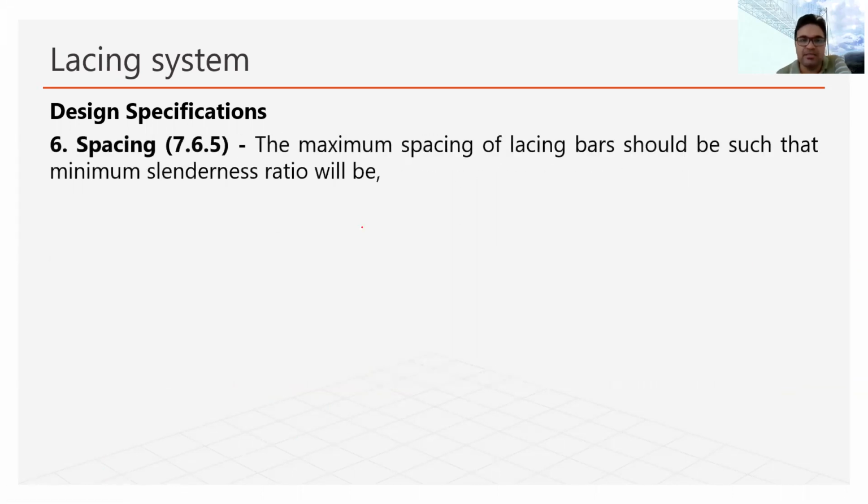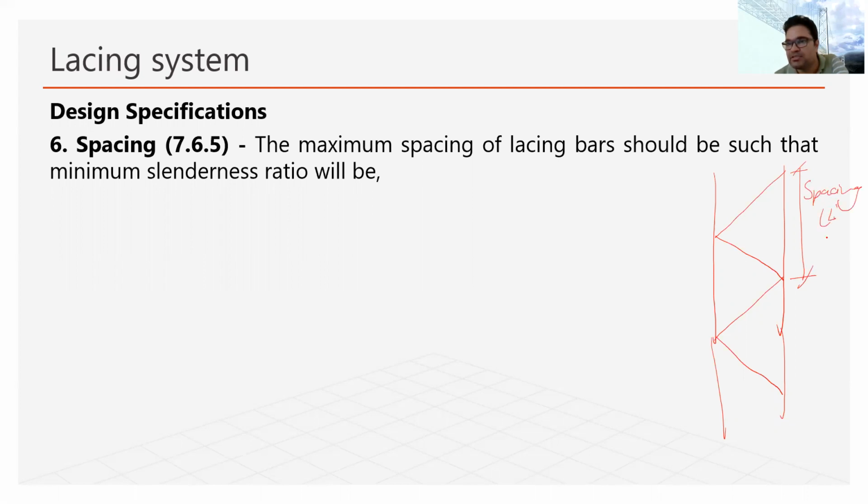Next, the spacing of the lacing bar. Spacing is referring in this case to these lacing bars, which may be like this. So spacing is referred to this one. This is the spacing, and I'm calling this L. The criteria for the spacing value is given here. So how do we find out this L value?